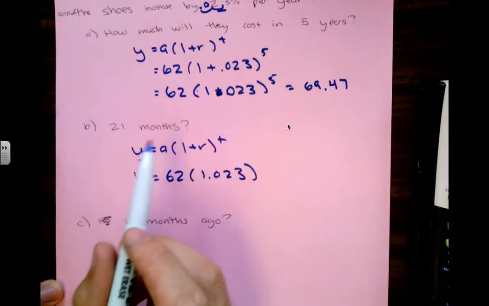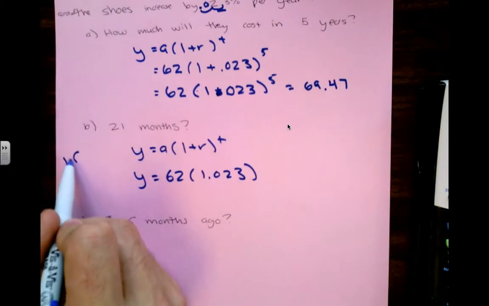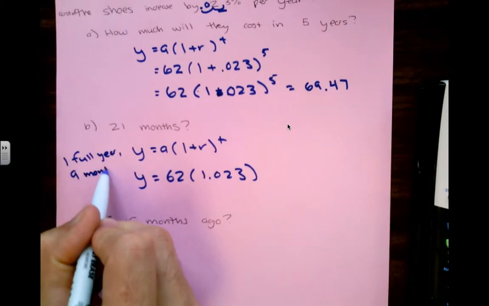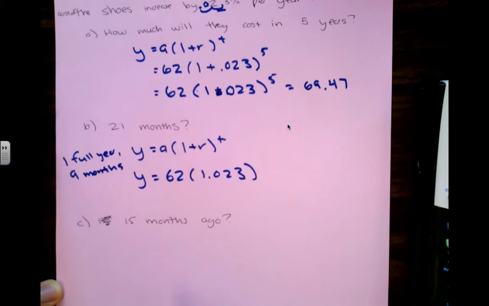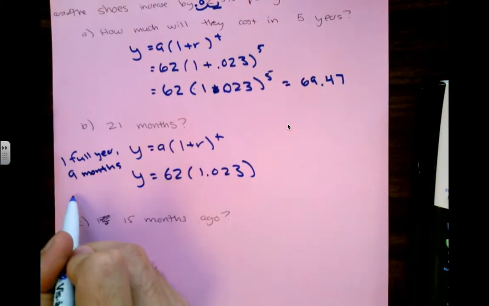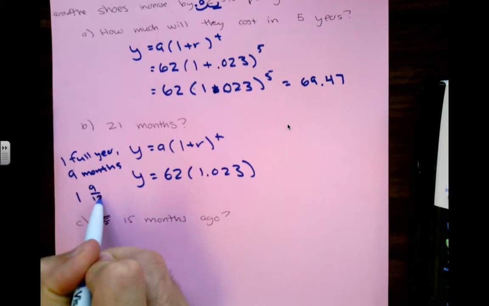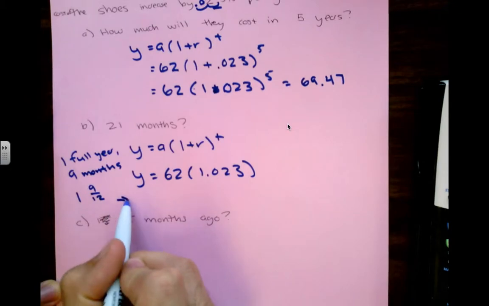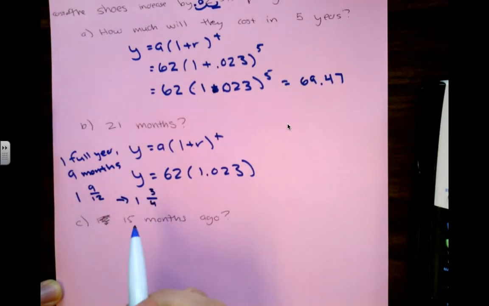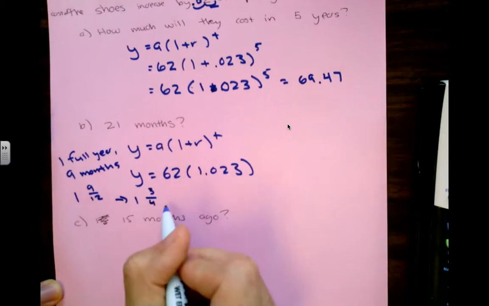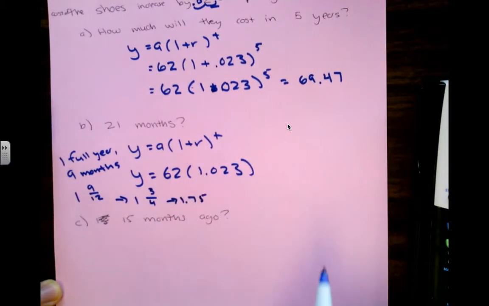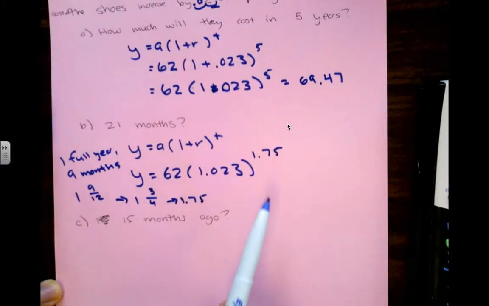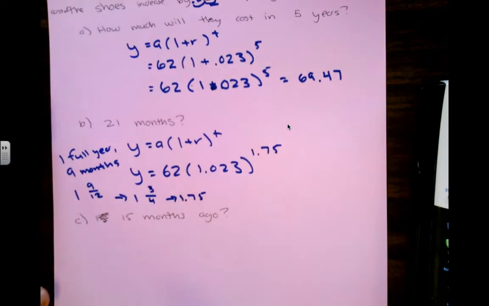21 months is 1 full year and then 9 months left over. In terms of a year, that would be 1 and 9/12 of a year, because it's 9 months of the 12. If I simplify that, I would have 1 3/4, and in terms of a decimal, I would write that as 1.75. That's how many years 21 months would be.